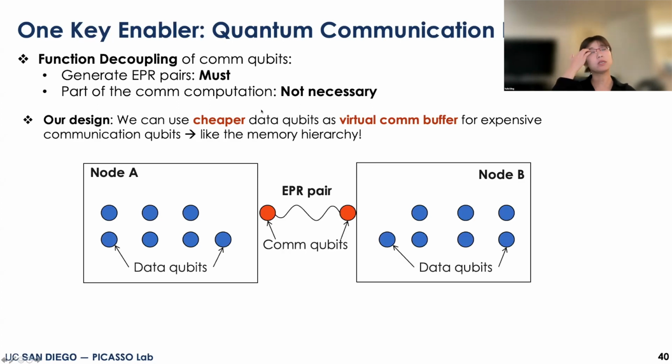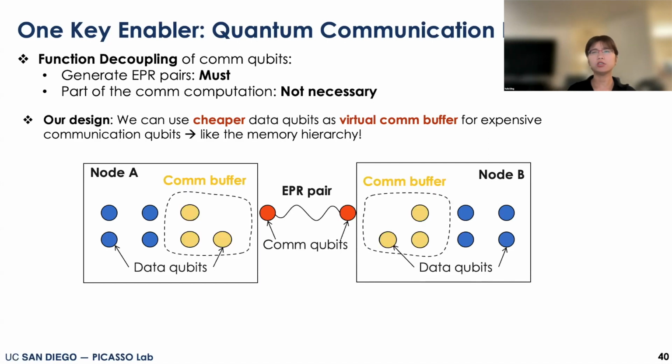Here, I just want to give you a concrete example. When we have only one pair of communication qubits, we can let it focus on EPR pair generation. Once it's generated, we can do a swap gate and move this information into our local communication buffer, which is made of the data qubits.